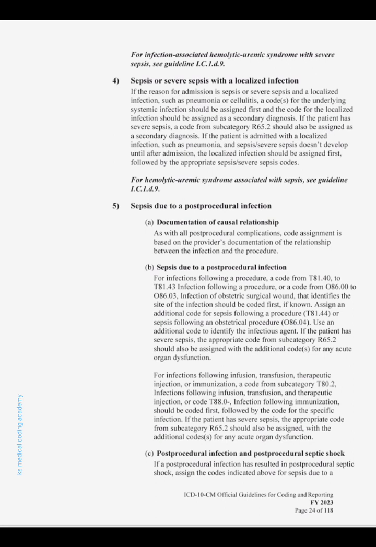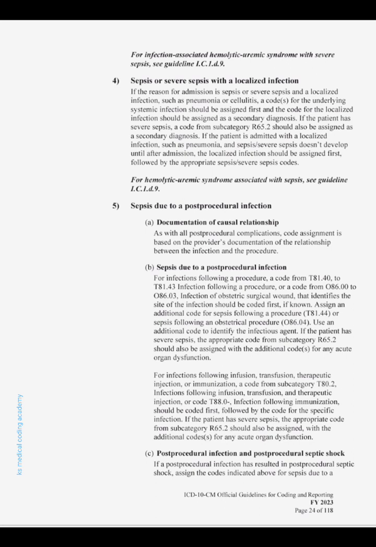For infections following infusion, transfusion, therapeutic injection, or immunization, a code from subcategory T80.2, infections following infusion, transfusion, and therapeutic injection, or code T88.0, infection following immunization, should be coded first, followed by the code for the specific infection. If the patient has severe sepsis, the appropriate code from subcategory R65.2 should also be assigned, with additional codes for any acute organ dysfunction.